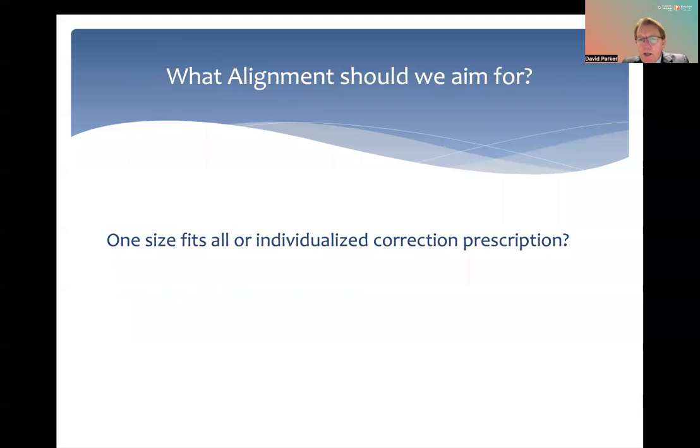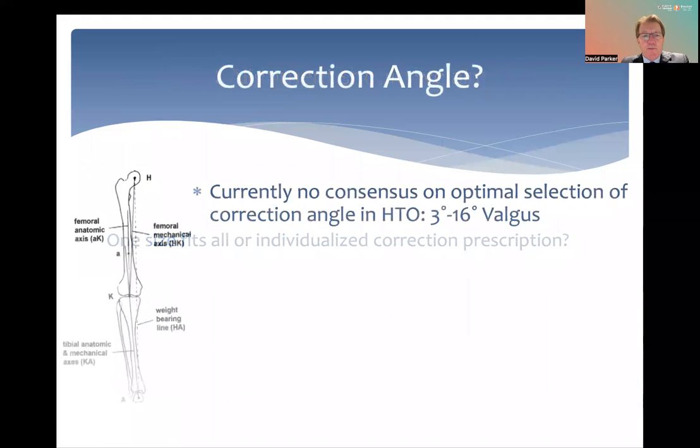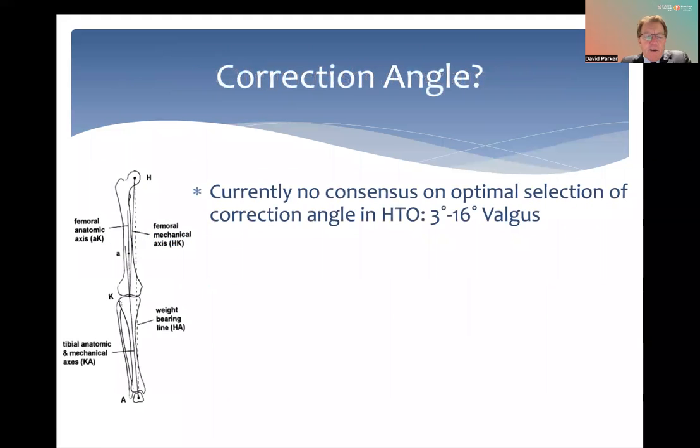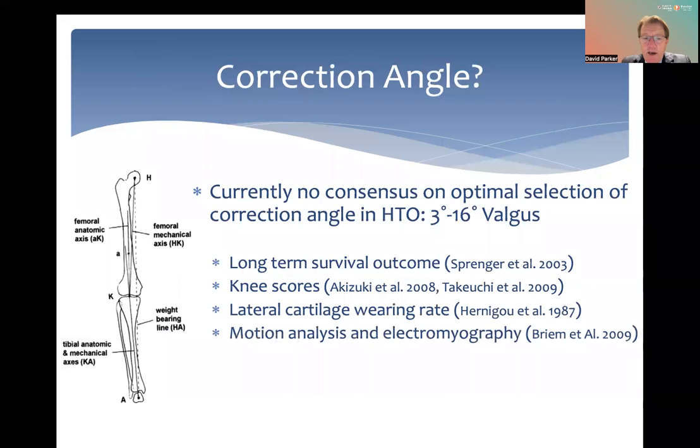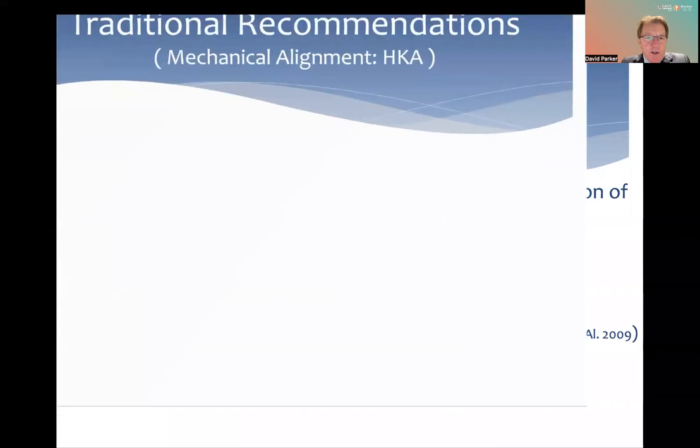The next question is, what alignment should we aim for? Is it one size fits all, or do we need an individualized correction prescription? There is currently really no consensus on the optimal selection of correction angle in osteotomy, if you look at the literature. And people base their decisions on a number of things, including the effect on long-term survival, the effect on knee scores, lateral cartilage wear rate, and also studies using motion analysis and EMG. So we've done a lot of studies around all of these areas, which I'll try to share with you.